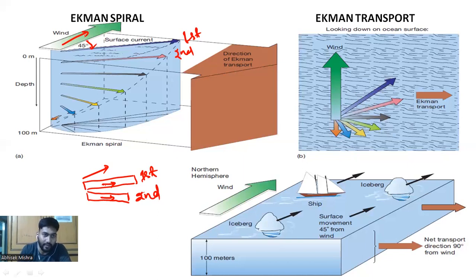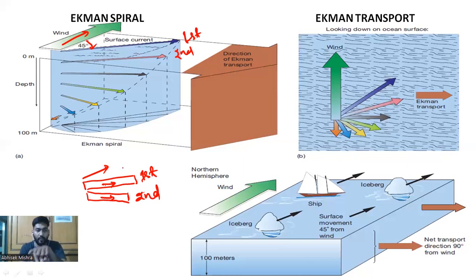Like in the first case, the first layer is trying to move in the direction in which the wind is moving, but the Coriolis effect turns it 45 degrees to the right of the wind direction in the northern hemisphere. Similarly, the second layer is getting dragged by the first layer, so it also tries to move in the direction of the first layer, but again Coriolis deflection will deflect it towards the right of the direction of movement of the first layer.